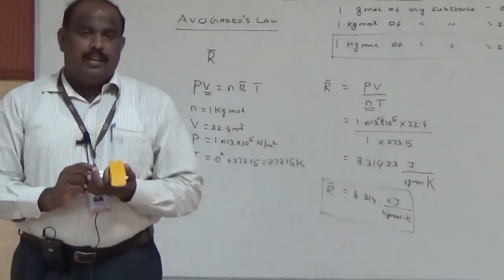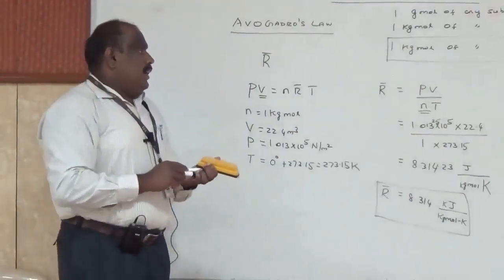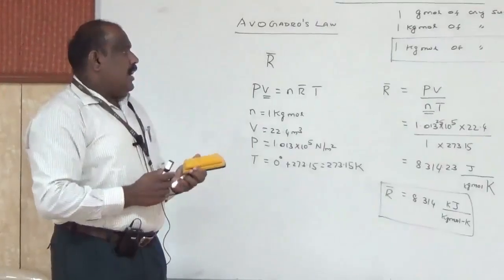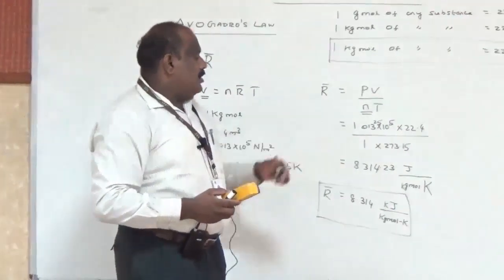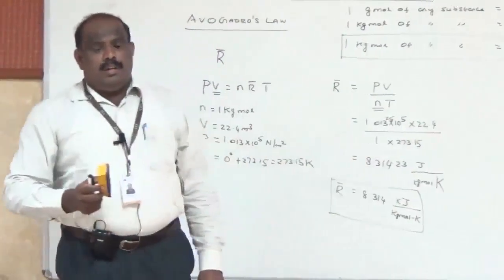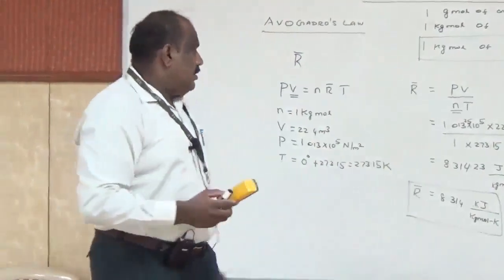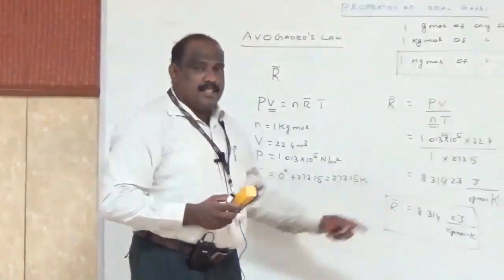Now you can feel the importance of Avogadro's law, which states that a gram mole of any substance at the standard or normal temperature and pressure of 1 atmospheric pressure and 0 degrees Celsius will occupy a volume of 22.4 liters. Based on that, we find out the value of R bar, which is nothing but the universal gas constant.